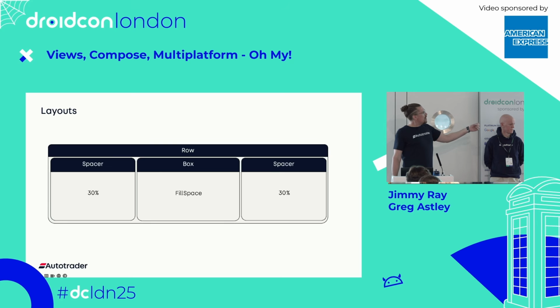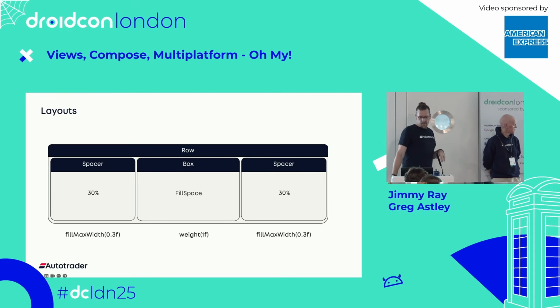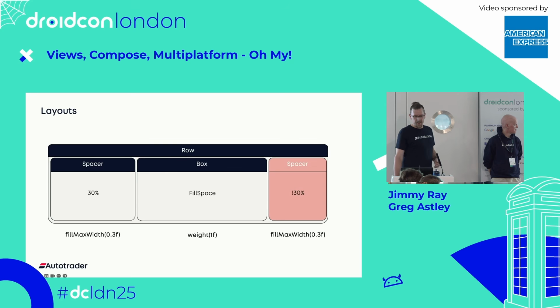So here we wanted two things that filled up 30% of the screen, and then a box that filled the rest of the space and pushed those two layouts out. You'd assume, who here thinks this is the right way to do it? You've got fill max width, and it can take in a float, which will be a percentage of the layout. Oh. Well, right, now it doesn't.